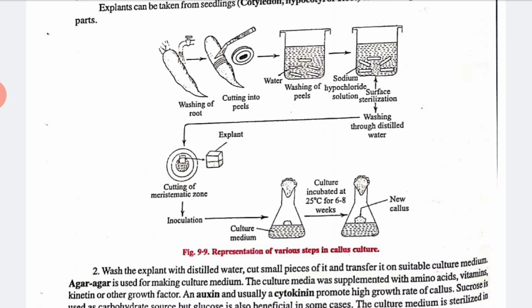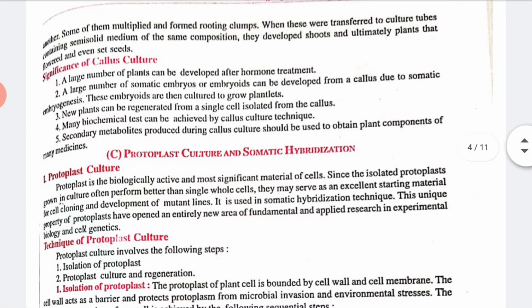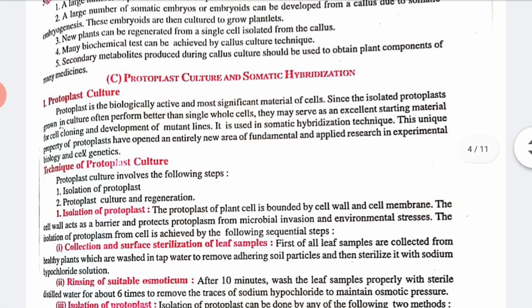So what is the significance? A large number of plants can be developed after hormone treatments. This is also a significance. A large number of somatic embryos or embryoids can be developed from a callus due to somatic embryogenesis. Okay, or new plants can be regenerated from a single cell isolated from the callus. Okay, is it clear?